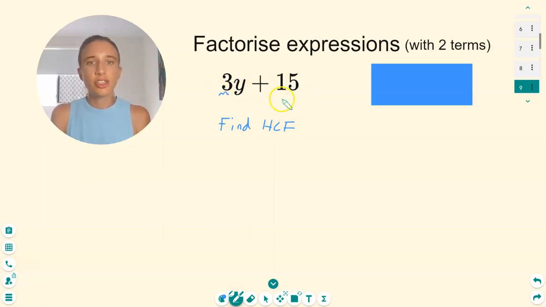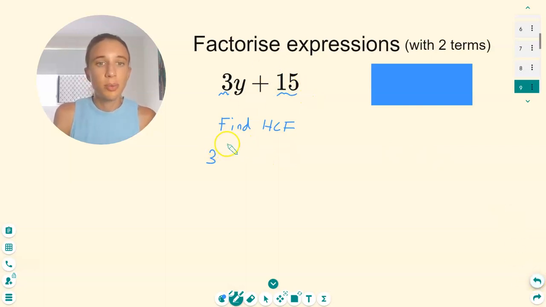I look at my coefficients first, and I think, well, what is the highest common factor of 3 and 15? And then I realize that 15 is actually divisible by 3. So a common factor that we can put out the front of the brackets is 3. And then I check my variables, and there's no common factor variables, so it's all good. So I pull that out the front.